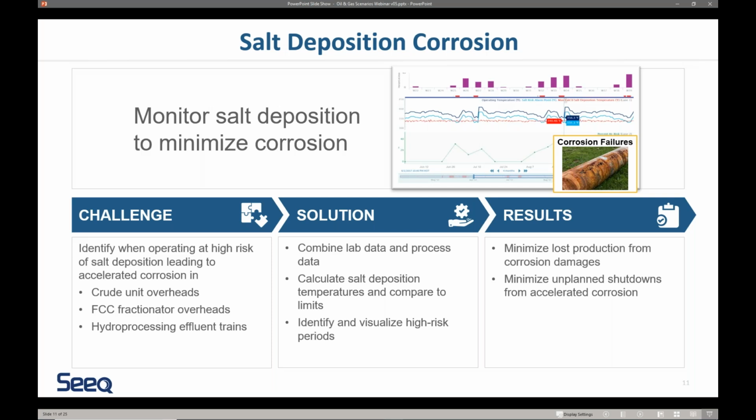The solution that we've come up with here is to be able to take both our lab data that we've sampled and combine that with the process data that we've kept in our historian on how we're operating. You'll see on the next slide where we look at the salt deposition temperatures and we compare that to our limits. And ultimately, we want to identify and visualize high-risk periods. When we've done this, then our results are the ability to minimize lost production because of corrosion damages and minimize unplanned shutdowns from maybe accelerated corrosion events.